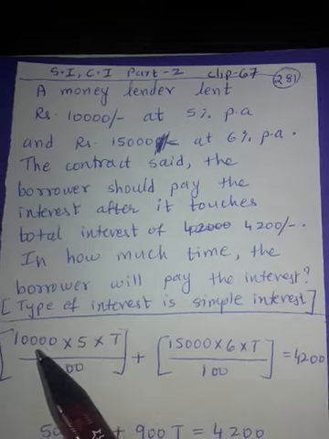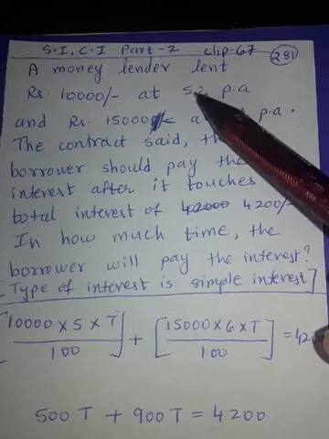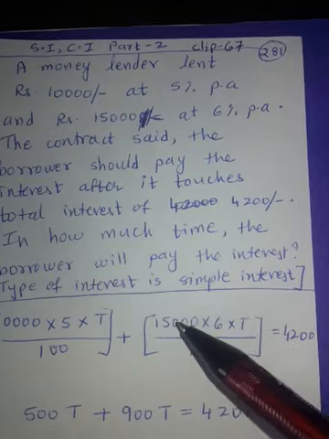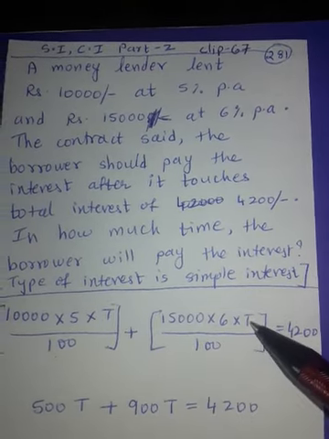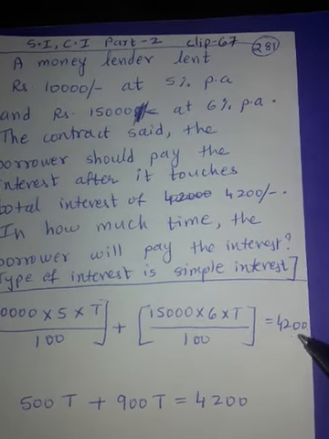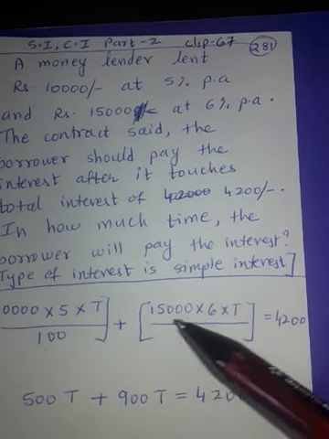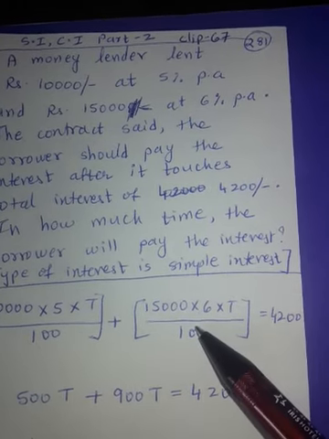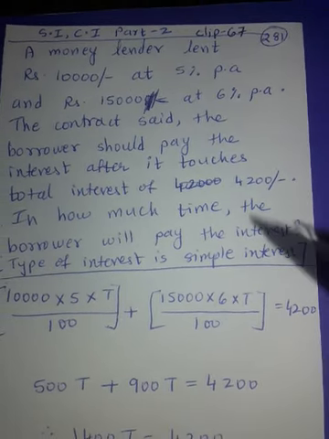So how to solve this? Simple interest formula we all know, PRT upon 100. P is 10,000. R is 5% given to us. Time we do not know. So T upon 100 plus 15,000 into 6 into T upon 100. Time again we do not know. See, in both these cases time is going to be same. Whenever it touches 4,200, that time he should pay. So this interest plus this interest should be equal to 4,200. That is the condition.